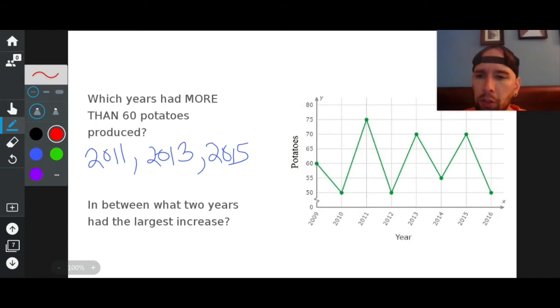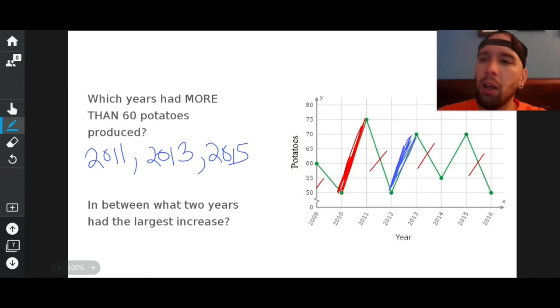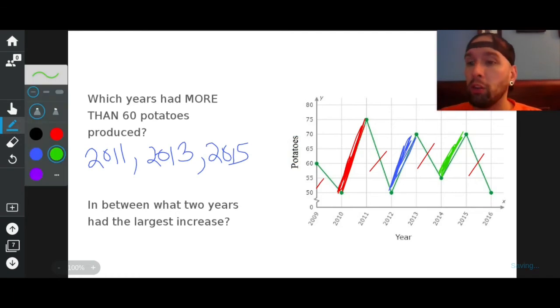In between what 2 years had the largest increase? Well, largest increase happens when the slope is the steepest. We learned that in chapter 4. Which slope is the steepest? Well, that's not even steep. That's not even steep. That's not even steep. That's not even steep. So it's either going to be this red line right here, this blue line right here, and this green line right here. Now, it's hard to see which one's the steepest. So what we have to do is actually find the slope according to the blocks.